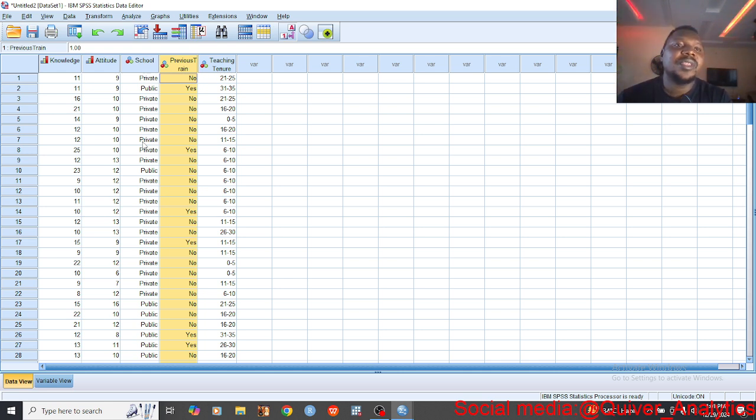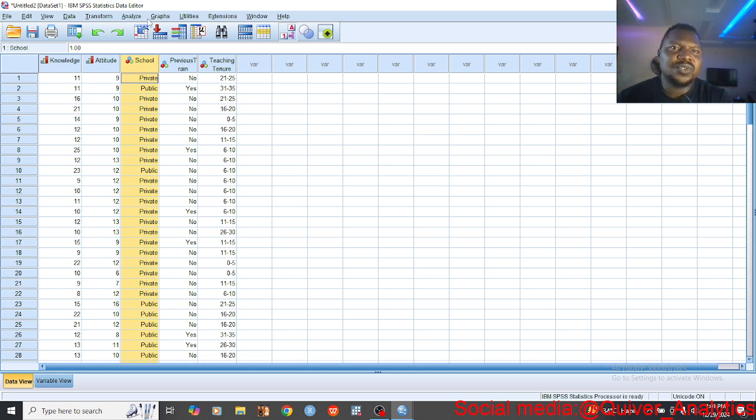All right, so our hypothesis here, because we want to test knowledge: is there a significant difference between the knowledge of teachers in private school and public school? Is there a significant difference? Is knowledge among private school teachers significantly greater or smaller than those in public schools?